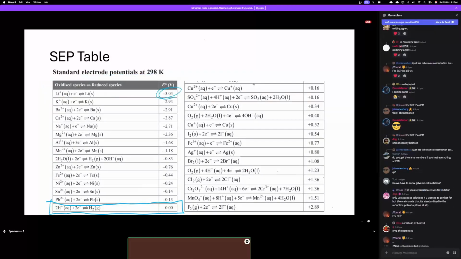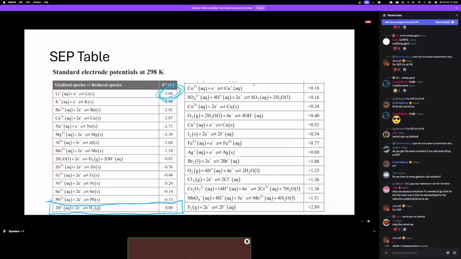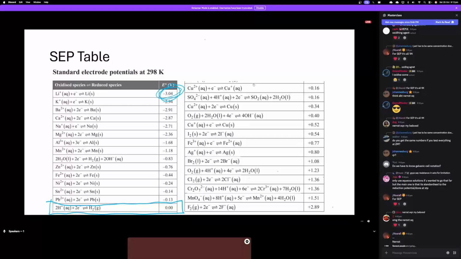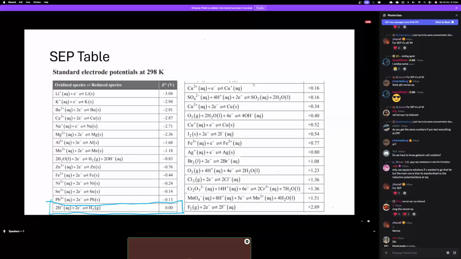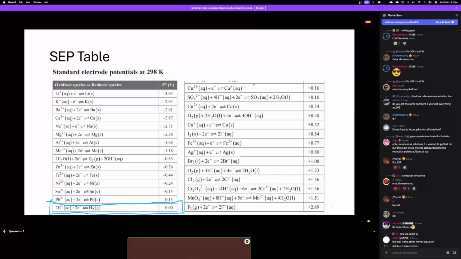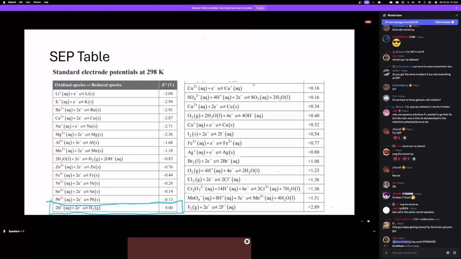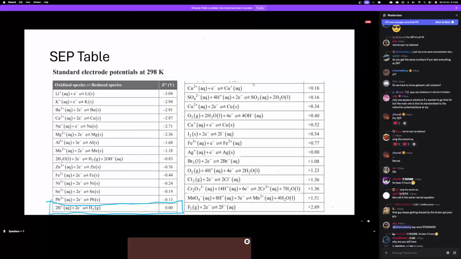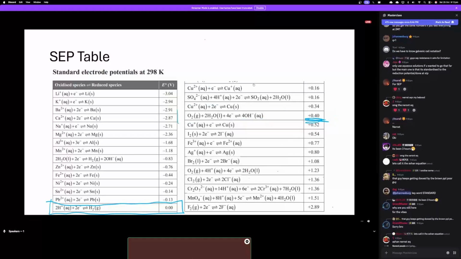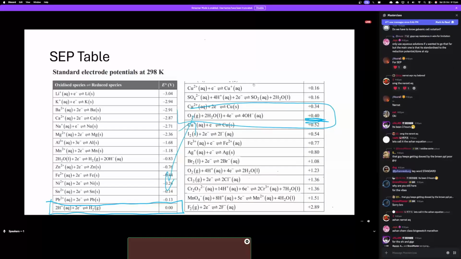If the voltage is negative, then the reaction isn't spontaneous. There is a Nernst equation, but the Nernst equation isn't in the syllabus. So with any of these, it tells you the voltage produced when connected to the hydrogen half cell.